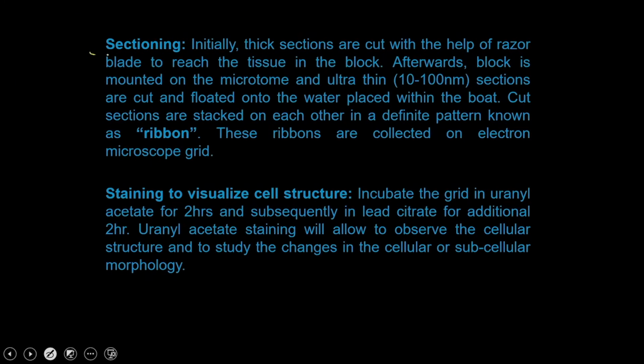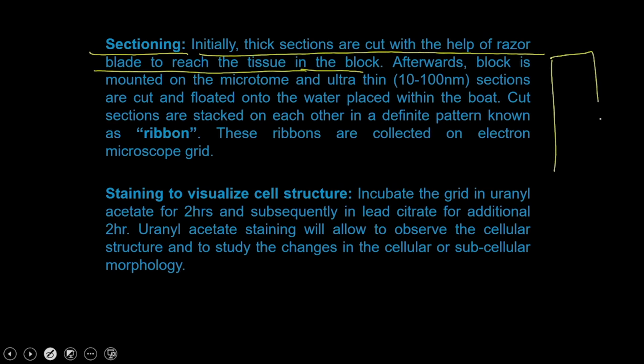After that, you have to do sectioning. Initially, the thick sections are cut with the help of a razor blade to reach the tissue in a block. So, you are going to have a block of the LR white or the epoxy resin, and here you are going to have a sample. Okay, so this is the sample that you have.